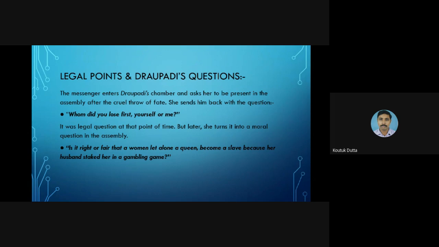The messenger enters Draupadi's chamber and asks her to be present in the assembly. After the cruel throw of fate, she sends him back with the questions: whom did you lose first, yourself or me? It was a legal question at that point of time, but later she turns it into a moral question in the assembly. Is it right or fair that a woman, let alone a queen, become a slave because her husband staked her in a gambling game?